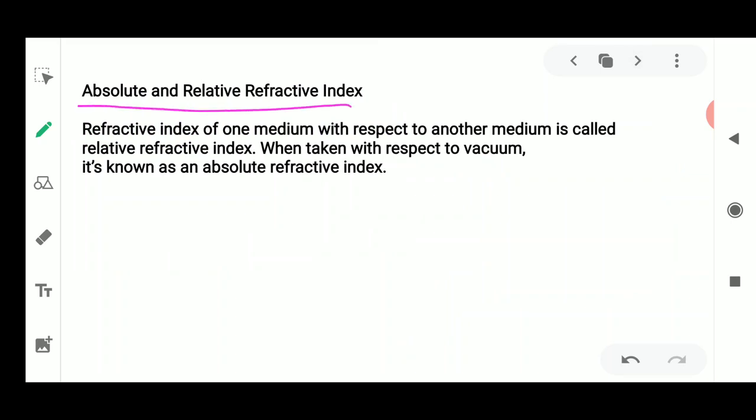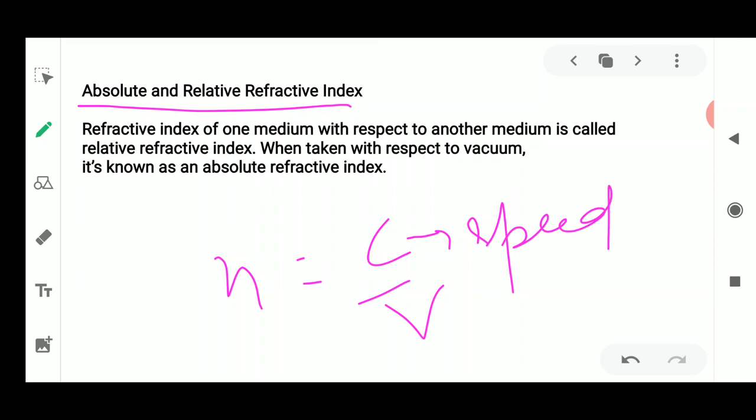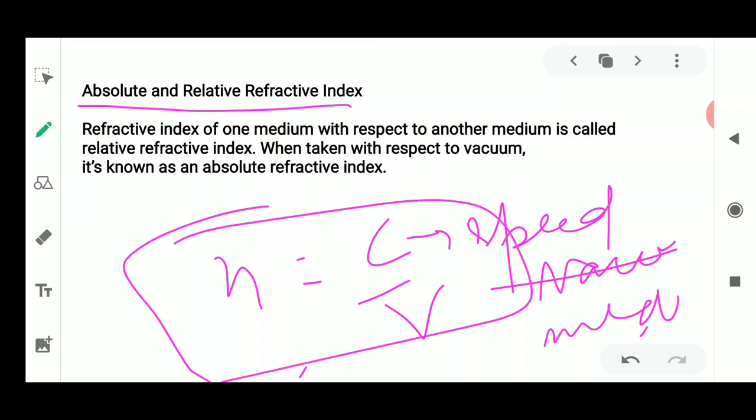So we talked about the refractive index in the last class very nicely, and I think in detail. Now this refractive index was just the comparison of the speed of light in the vacuum with the speed of light in the medium. Means if there are two mediums, then we calculated that n is equal to c by v, where this c was the speed of light in vacuum with respect to the speed of light in the medium. Now this ratio, that is n is equal to c by v, that is the refractive index of one medium with respect to another medium, is called relative refractive index.